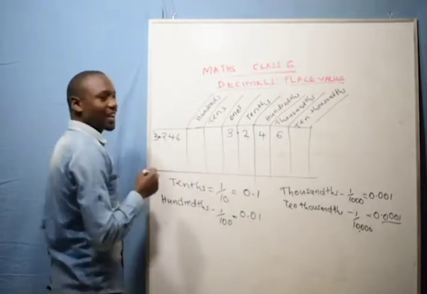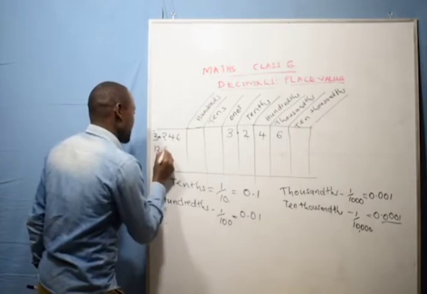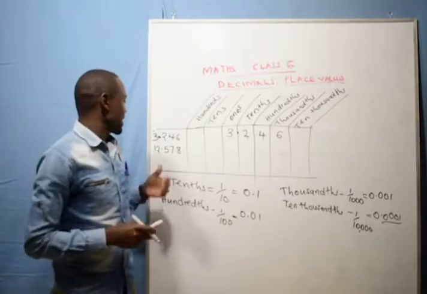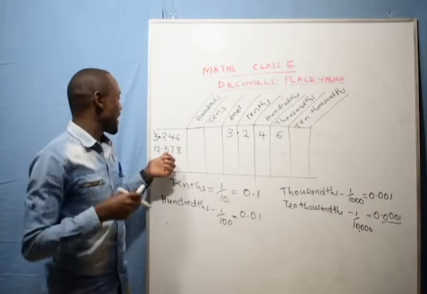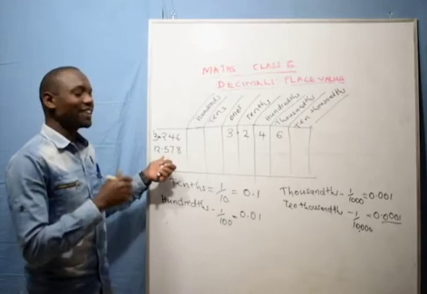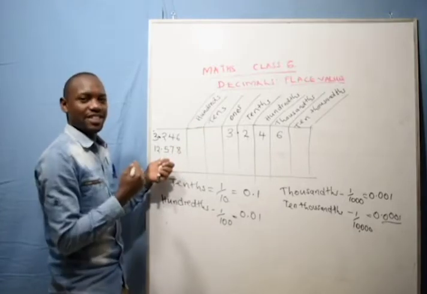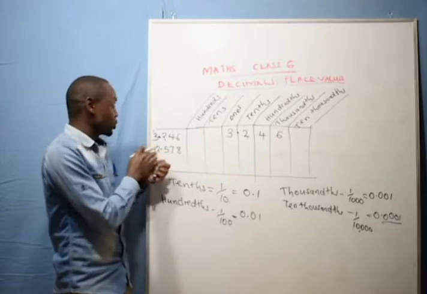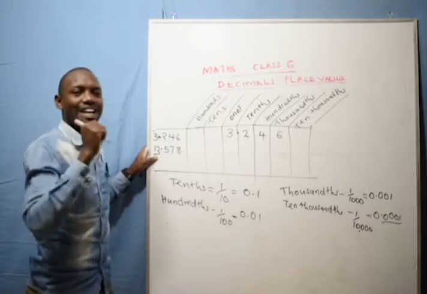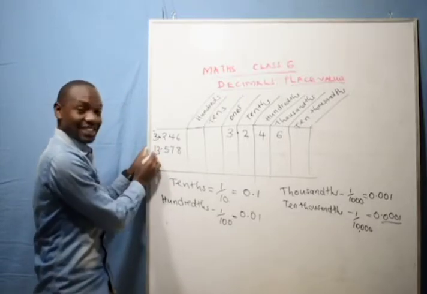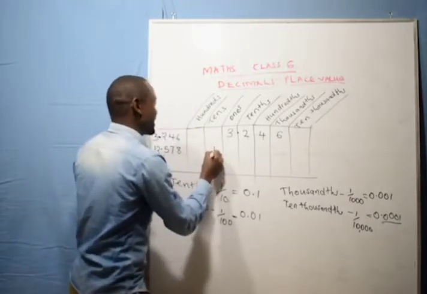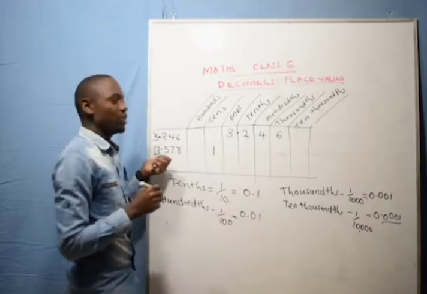So that is why we say 3.246. In another number like 12.578. This number is read as 12.578, whereby we say the first digit from the decimal point to the left is the ones place. Because we read this number as 12, not 1, 2. That means it is 1 ten and 2 ones. So the place value of digit 1 is tens. The place value of digit 2 is ones.